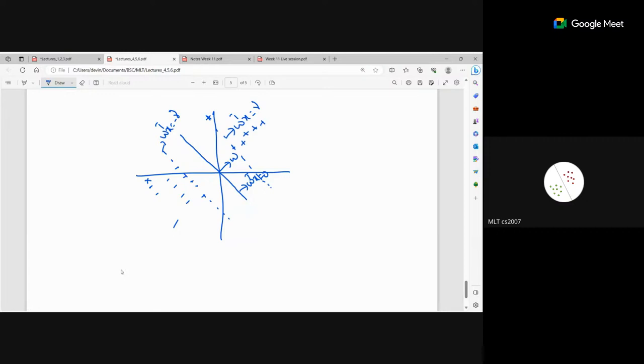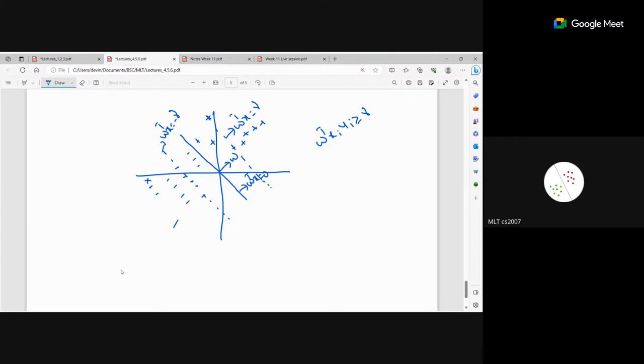But what about because of some noise, if there are some points that lie in between? For example, if the minus point lies here, and then the plus point lies here, they do not satisfy the condition of W transpose xi yi greater than or equal to gamma. They do not satisfy this condition.